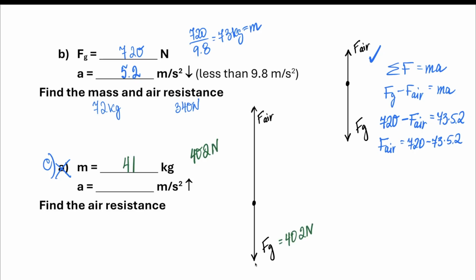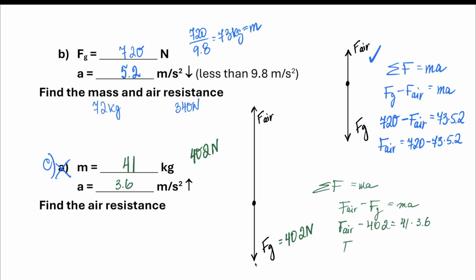Let's say it's accelerating upwards with 3.6 meters per second squared. So then, again, net force equals mass times acceleration. The difference now is net force is force of air, which is greater, minus force of gravity. That's your upward net force equals mass times acceleration. So mass, we said, is 41, acceleration is 3.6, force of gravity is 402, force of air minus 402.